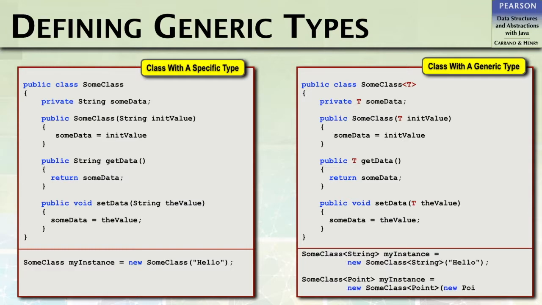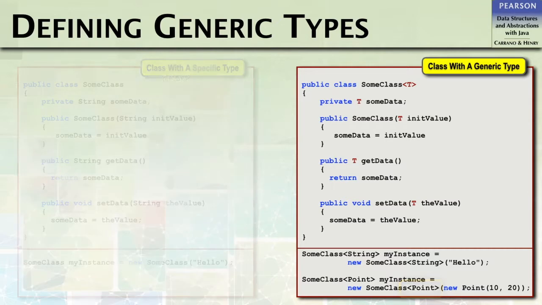If we wanted to create a class that's similar to the earlier one, we would place string inside angle brackets when we instantiated our class and pass a string as a parameter to the constructor. But now we could also create a class that would hold points as the data field and pass the constructor a new point. In this instance, the class SumClass would be able to work with points in the same way it worked with strings in the earlier example.